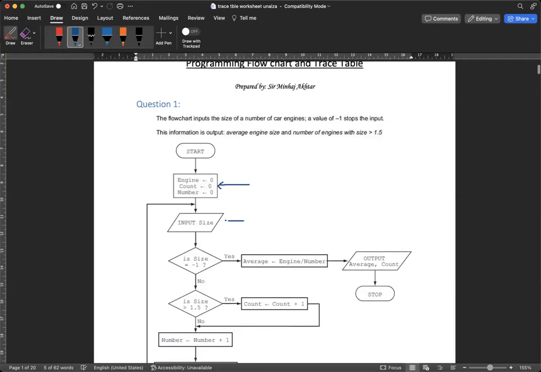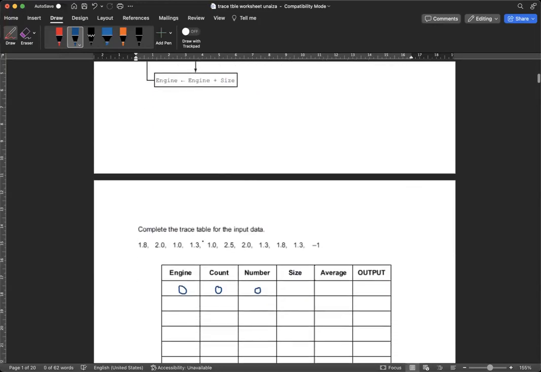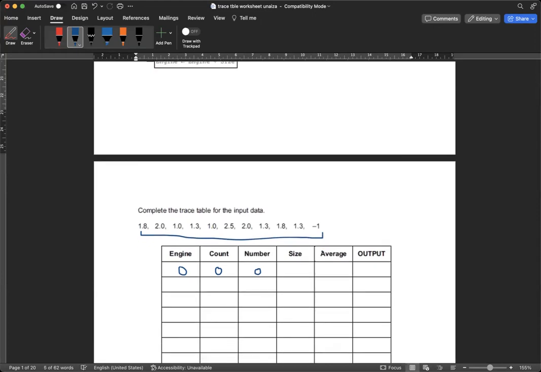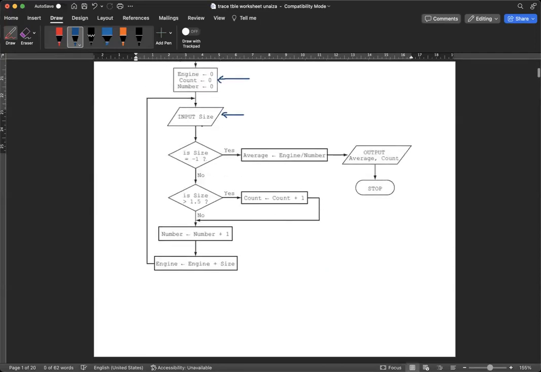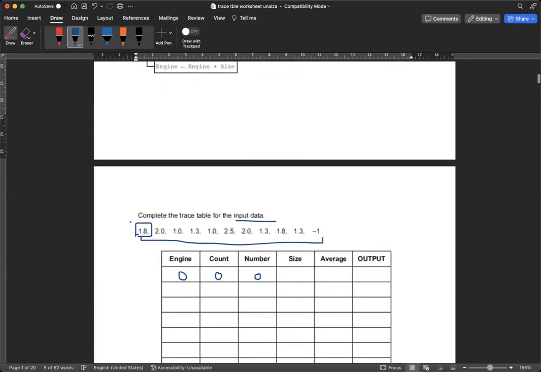Now, what is the next symbol? Input size. So these are the sizes given as test data. What is the first size you see? It's not a range. These are the input data. Look, they said input the size, so of course they are the test data and they are called size.